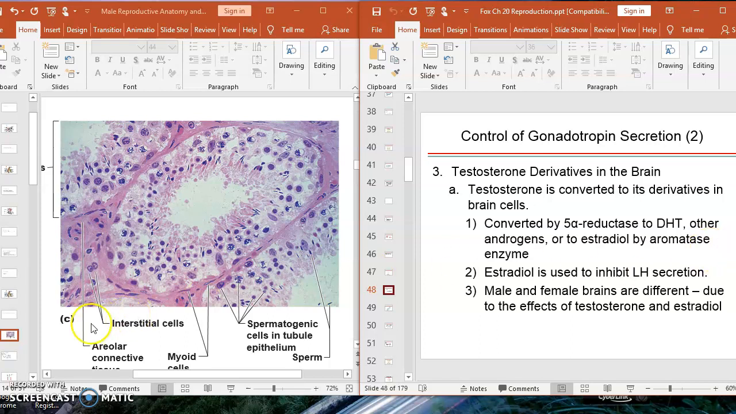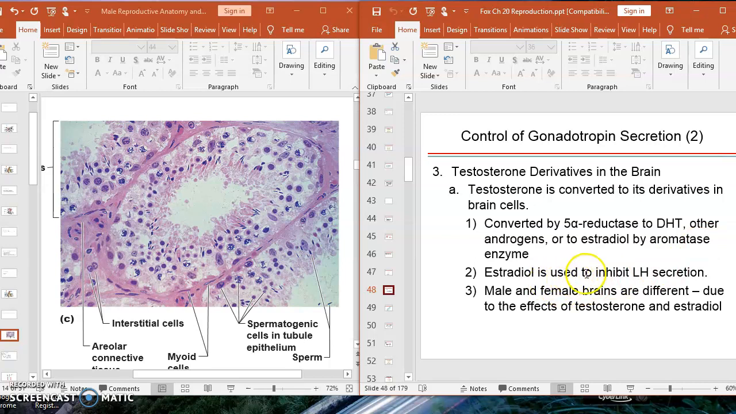Testosterone produced by the interstitial cells again. In certain cells, you have an enzyme called 5-alpha reductase. That enzyme can convert testosterone to dihydrotestosterone. And that seems to be the one that's more involved in this brain development and other things. Okay, there's another enzyme that can take testosterone and convert it to an estrogen known as 17-beta estradiol. And that enzyme is called aromatase.